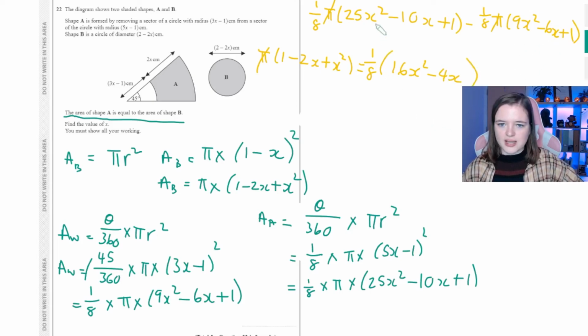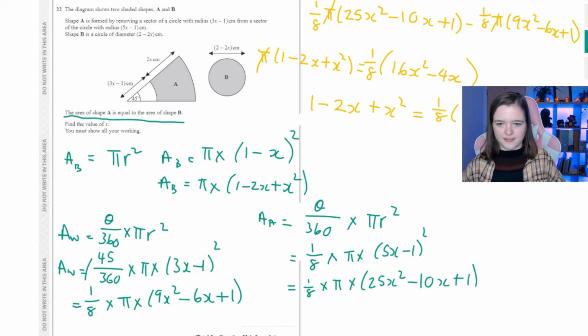Okay, let me double check that because I am prone to making mistakes, and this is a very mistake-prone question. Mistakes are going to cling to this question, aren't they? You're going to make so many. 25x squared, take away 9, that's going to be 16. Minus 10 minus minus 6, that's minus 10 plus 6, which is minus 4, and then 1 minus 1. Okay, so then I have got 1 minus 2x plus x squared equaling an eighth of 16.